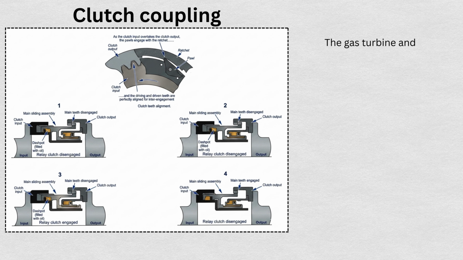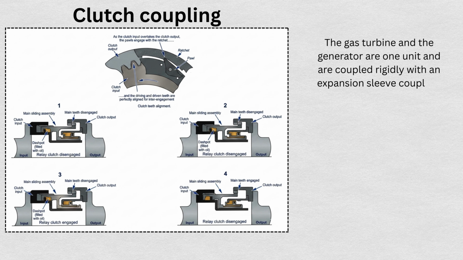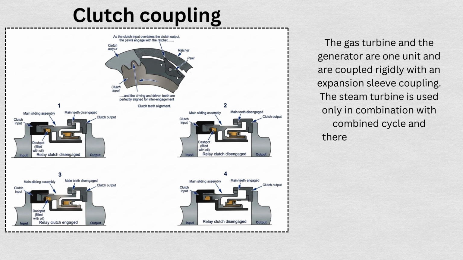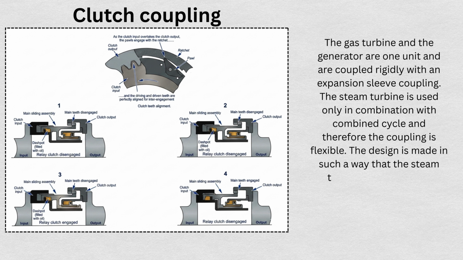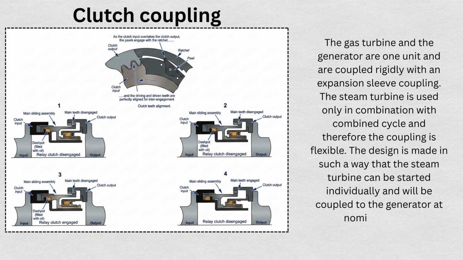The gas turbine and the generator are one unit and are coupled rigidly with an expansion sleeve coupling. The steam turbine is used only in combination with combined cycle and therefore the coupling is flexible. The design is made in such a way that the steam turbine can be started individually and will be coupled to the generator at nominal speed.